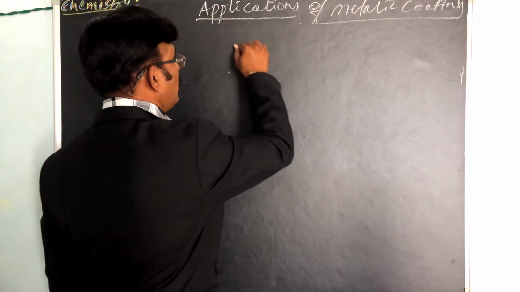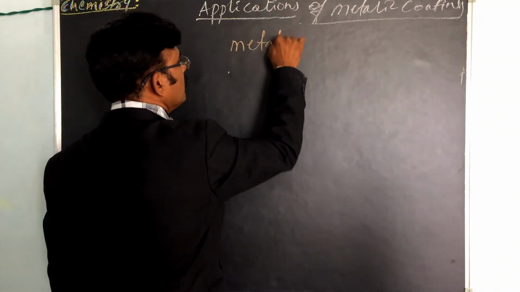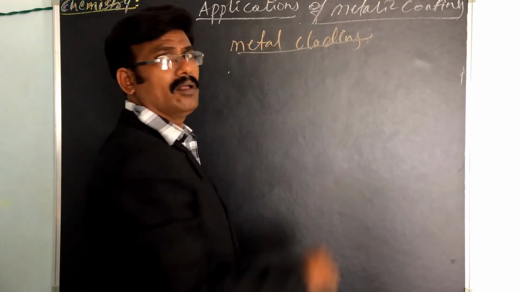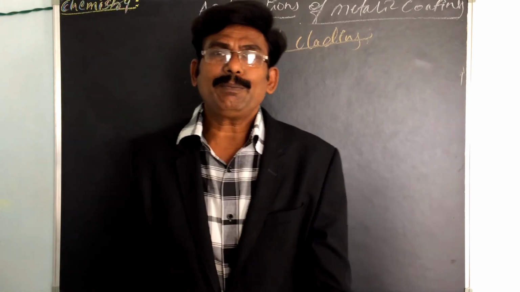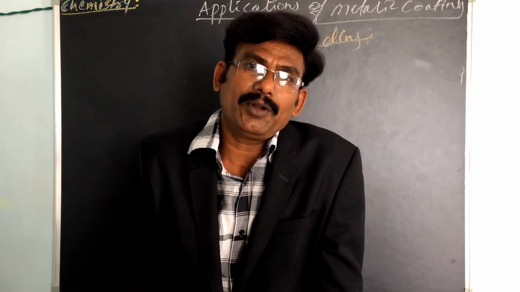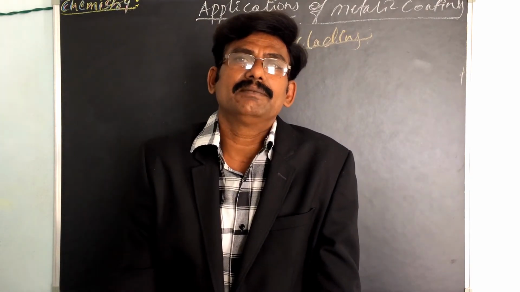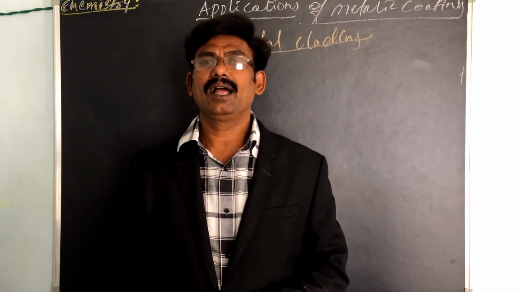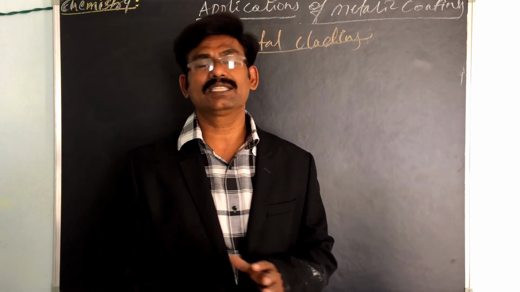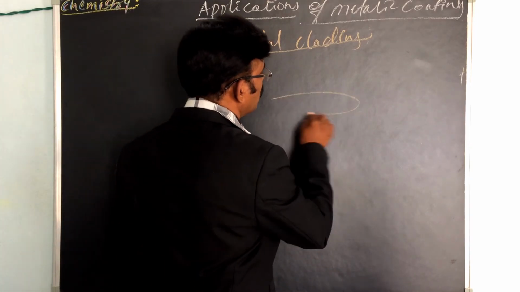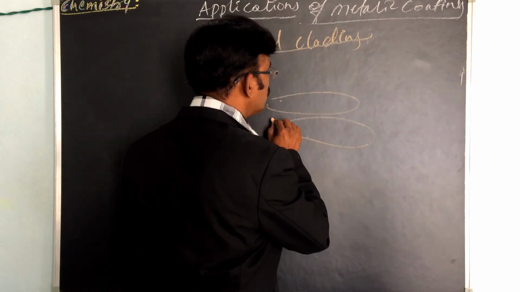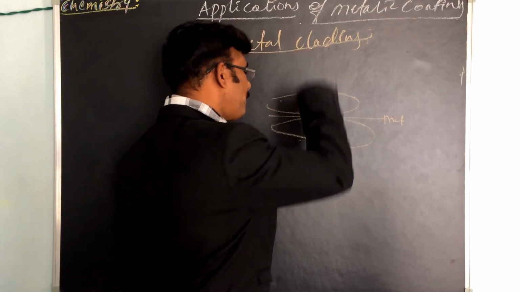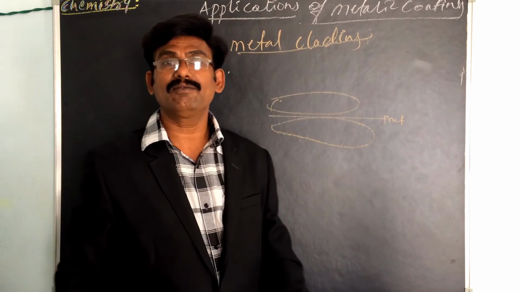Metal cladding. What is that? Metal cladding: the surface of the base metal to be protected is sandwiched between two thin layers of coat metal and pressed between the rollers. Two rollers, a sandwich roller. So we have to press the metal layers with the pressing of two rollers.